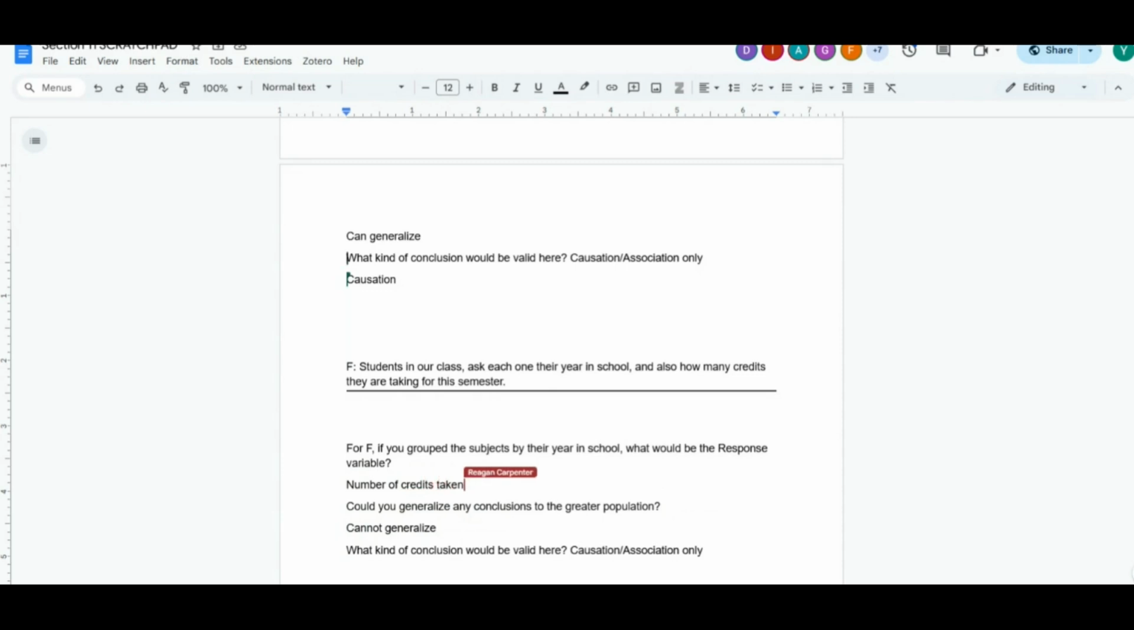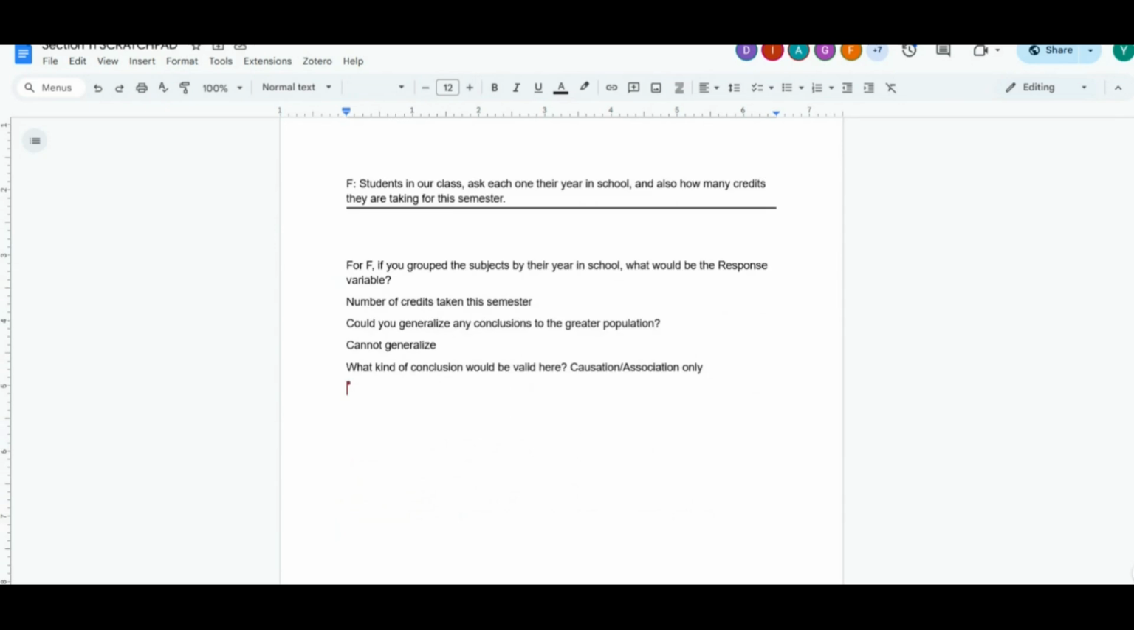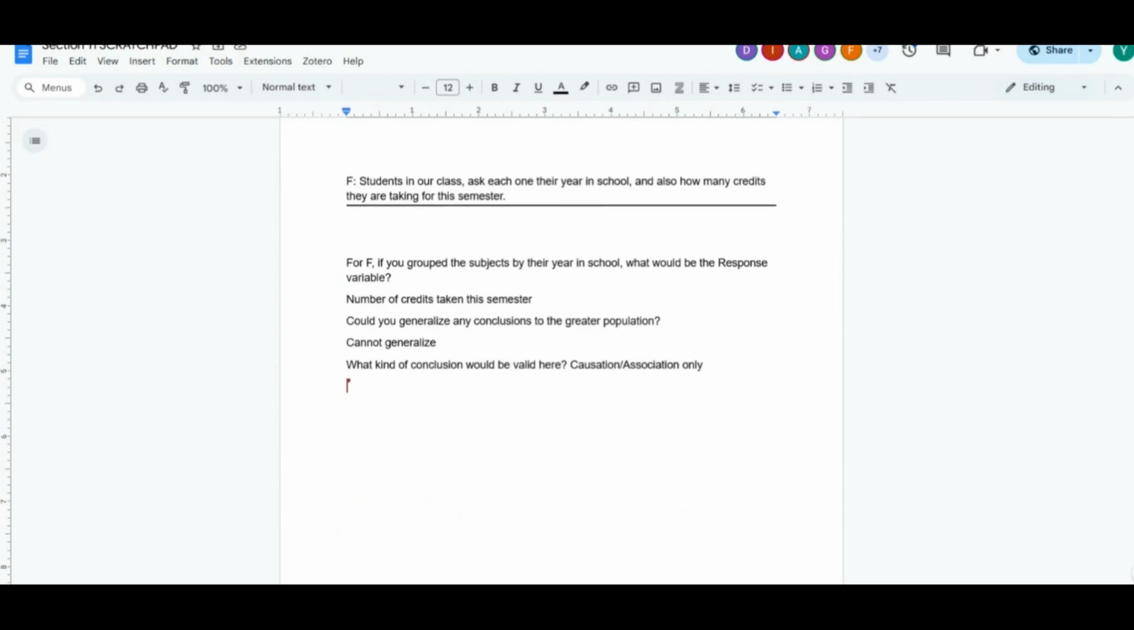That's right. You cannot generalize, and therefore, because it is also not an experiment, if you find some kind of connection, all you can make is a what kind of claim, right? I hope you realize there is no random assignment of anything. You can't randomly assign the year in school. You can't randomly assign people to take how many credits you want. So this is a classic observational study. And so you can only make an association. Maybe some majors are associated with taking more credits, but that's where it ends. Very, very, very good.